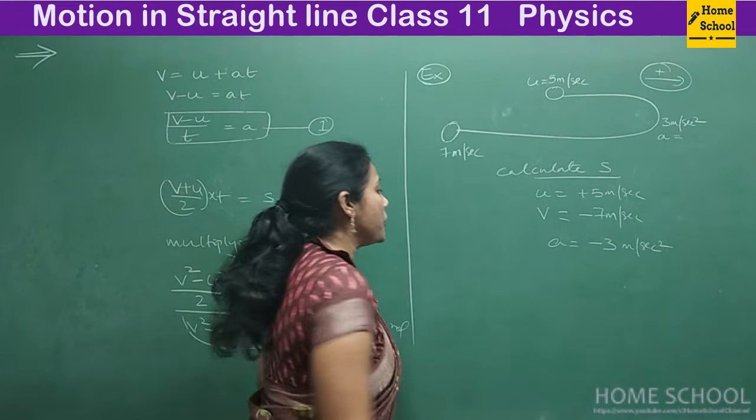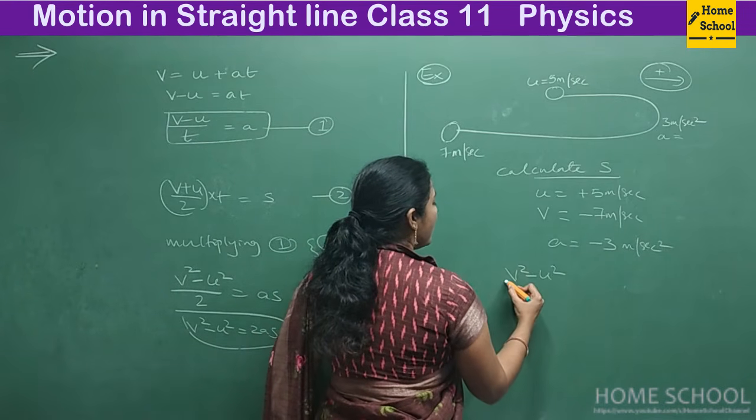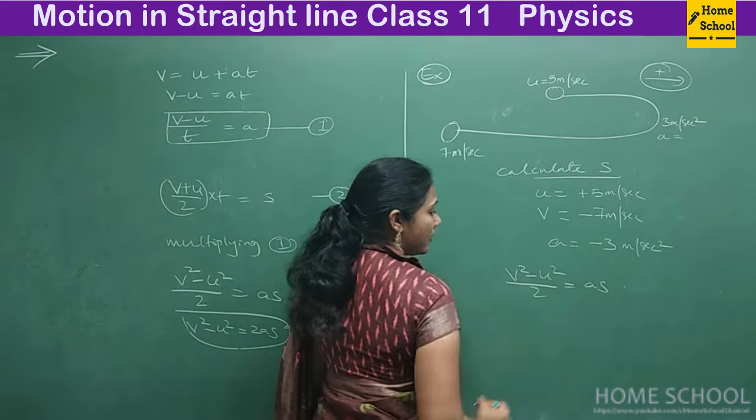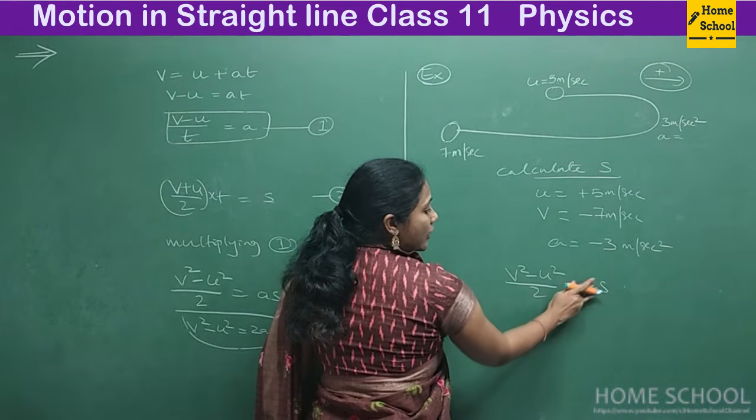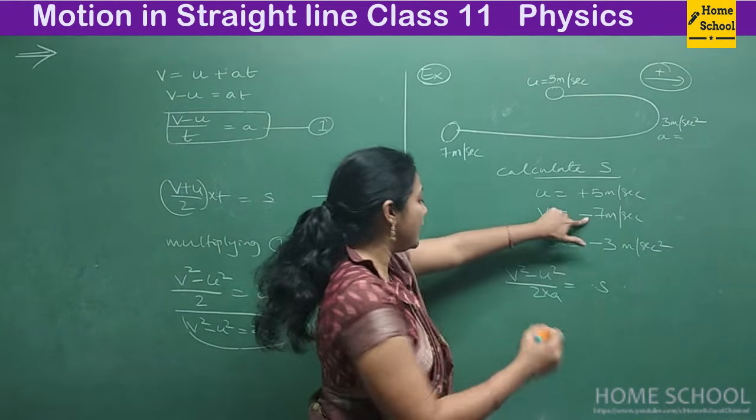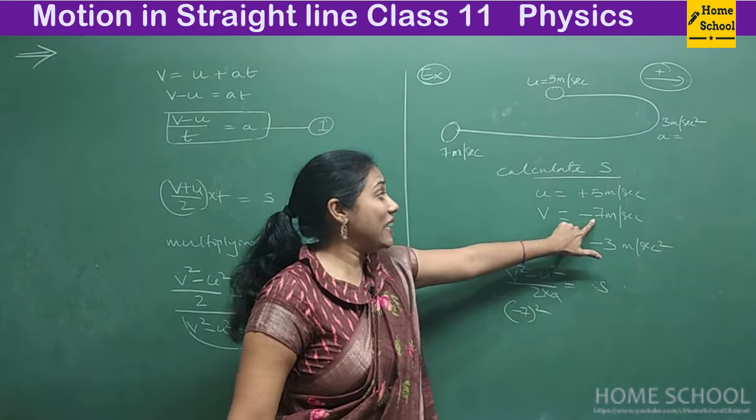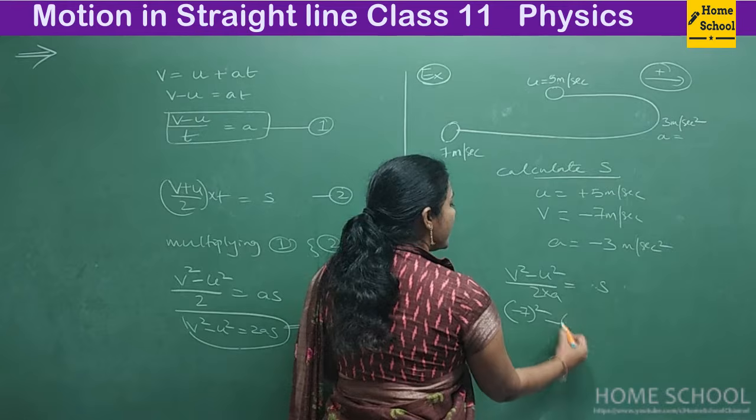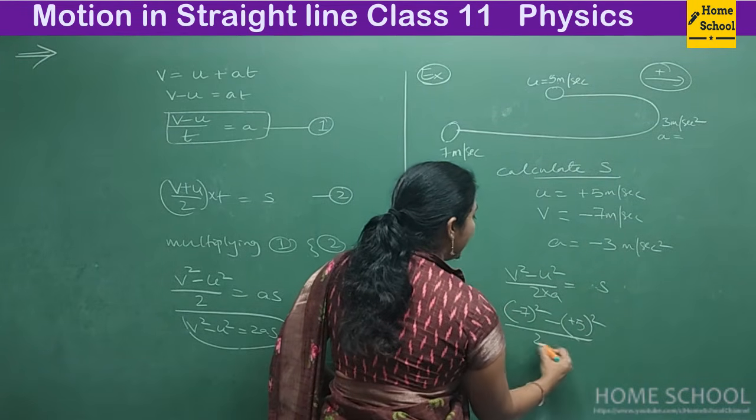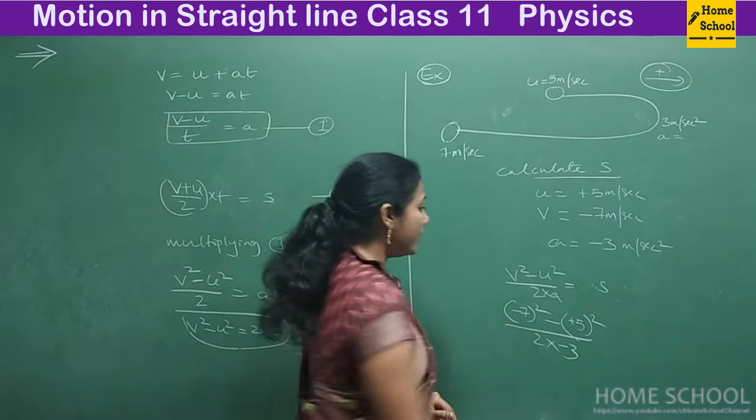Now you substitute. What is your formula? v square minus u square by 2 is equal to as, right? So s is equal to v square minus u square divided by 2 into a. What is v square? Along with the sign you take, it is actually minus 7 square. Minus u square is minus plus 5 square, divided by 2 into a. a is minus 3, right?